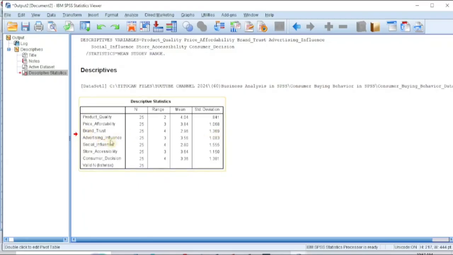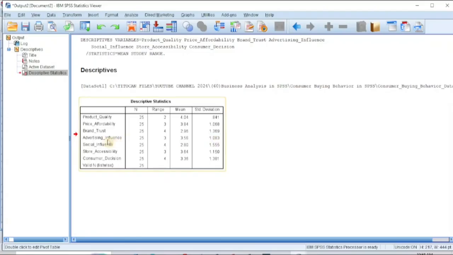Advertising influence has a range of 3, which is a moderate rating, and a mean of 3.56, which is considered high, implying that advertisements are effective in shaping consumers' preferences and purchasing decisions. Still, a standard deviation of 1.083 suggests differing degrees of influence among individuals.